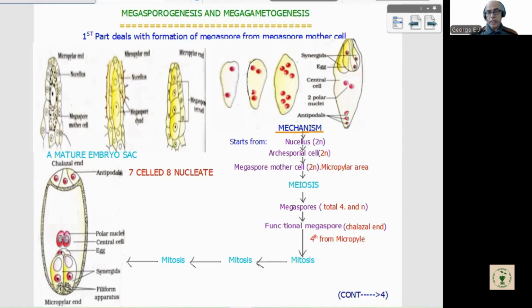In this functional megaspore, one mitosis, followed by the next mitosis, followed by the next mitosis. So 3 continuous mitosis, or 3 generations of mitosis. Finally, it results in a mature female gametophyte or embryo sac with 7 cells and 8 nuclei. That is another famous question: how many cells and how many nuclei in a mature embryo sac? It is 7-celled and 8-nucleate. I think that part is clear. Now we can proceed to the next one.